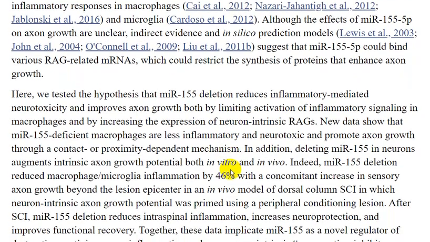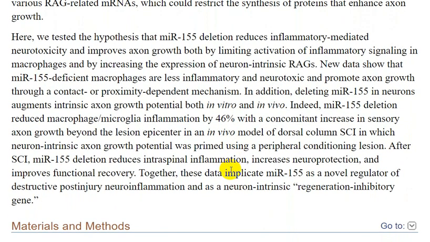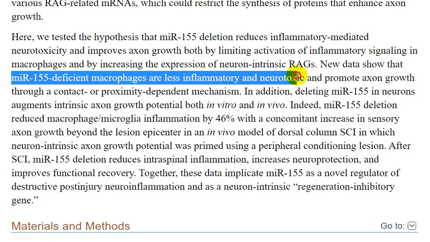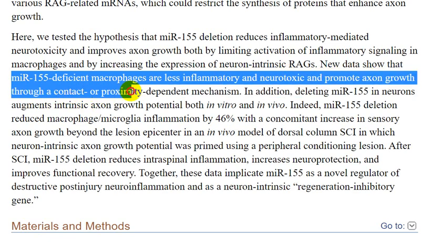Yet we tested the hypothesis that miR-155 deletion reduced inflammation-mediated neurotoxicity and improved axon growth, both by limiting activation of inflammatory signaling in macrophages and by increasing expression of neuron regeneration-associated genes, RAGs. New data show that with miR-155 deletion, microglia are less inflammatory and neurotoxic and promote axon growth, constructing a permissive damage mechanism.